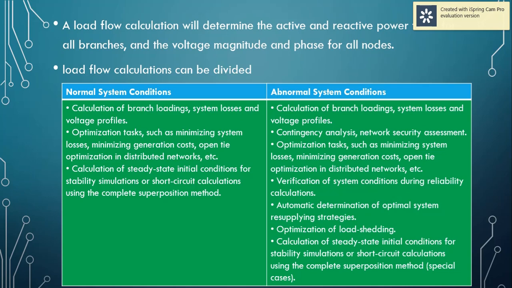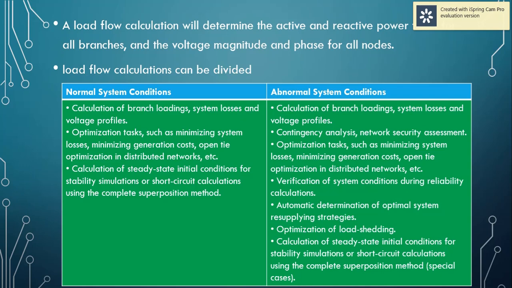While performing load flow calculation, four parameters can be determined: the active and reactive power on all the branches, and the voltage magnitude and phase angle of all the nodes. The other factors that need to be considered, and which DIgSILENT gives us the sophistication to do, is that the application of load flow can be divided into normal and abnormal system conditions.